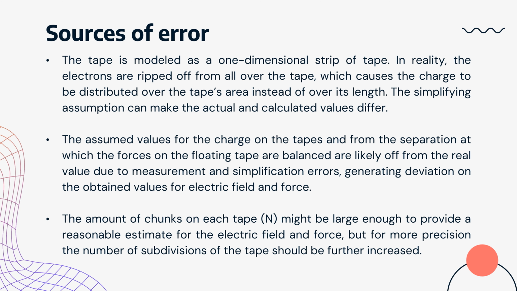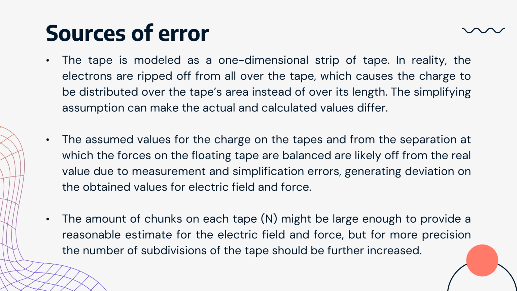Some sources of error include that the tape is modeled as a 1D strip of tape. In reality, the electrons are ripped off from all over the tape, which causes the charge to be distributed over the tape's area instead of over its length. The simplifying assumption can make the actual and calculated values differ.